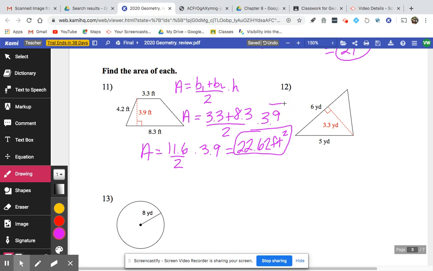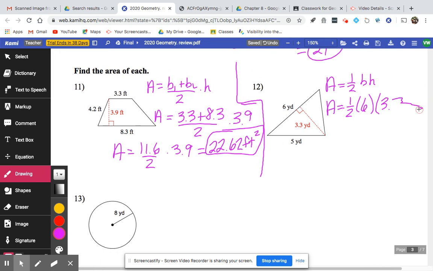I kind of bled into my room for number 12 here. That's okay. Number 12. It's a triangle. Area formula for a triangle: 1/2 base times height. So we have 1/2 times the base, which is 6, times the height, 3.3.